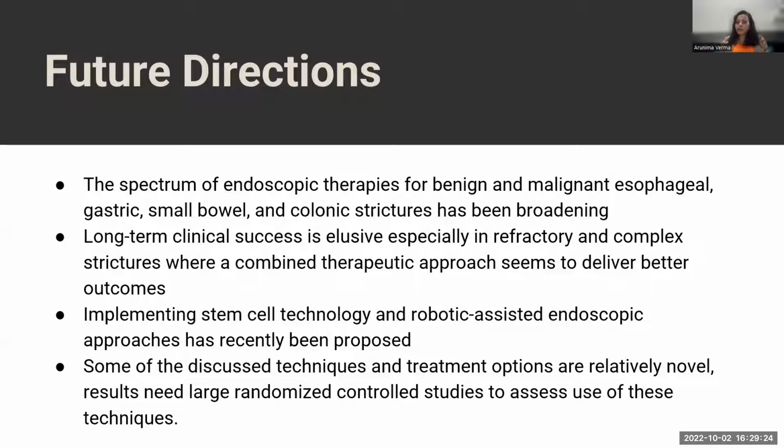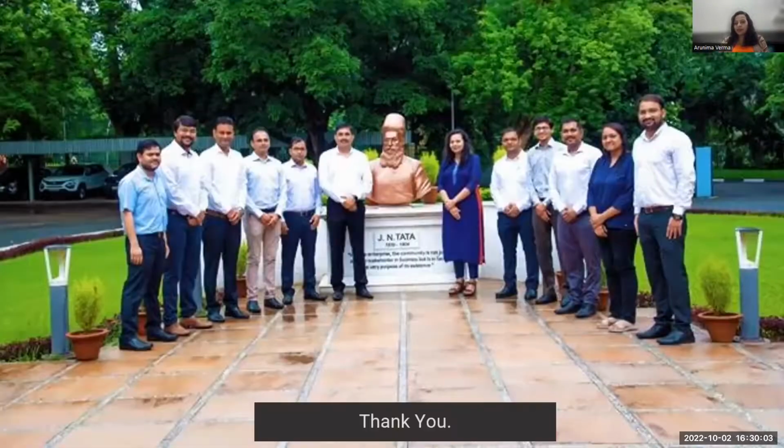If we look at the future direction, the spectrum of endoscopic therapies for benign and malignant esophageal, gastric, small bowel and colonic stricture has been broadening. Long-term clinical success is elusive, especially in refractory and complex strictures, where you need a combined therapeutic approach, which will deliver a better outcome. Implementing stem cell technology and robotic-assisted endoscopic approaches has recently been proposed, and we are yet to see what it holds for us. Some of the techniques and treatment options which I have mentioned are relatively novel, and they need large randomized controlled trials to assess their use in real practice. Thank you very much for your patient listening. Greetings from Jamshedpur. Thank you very much.